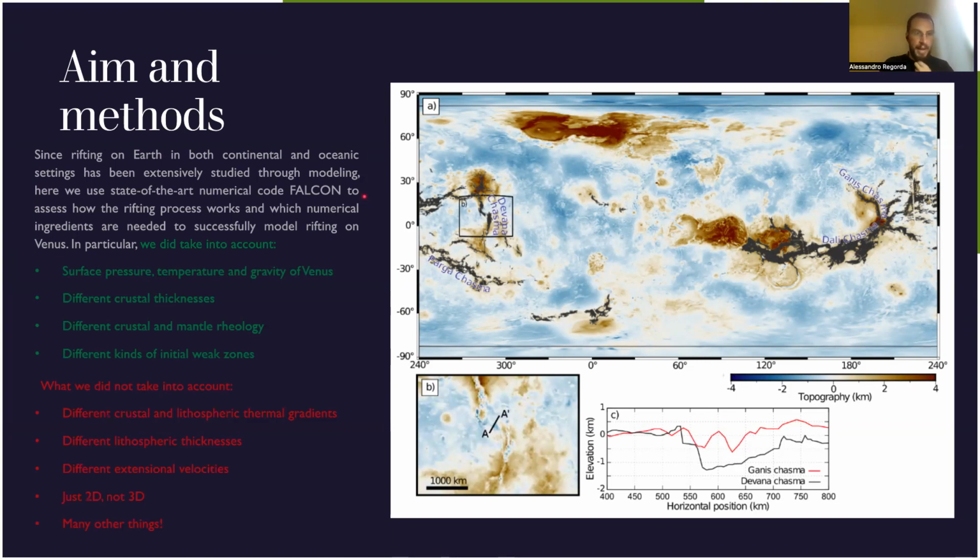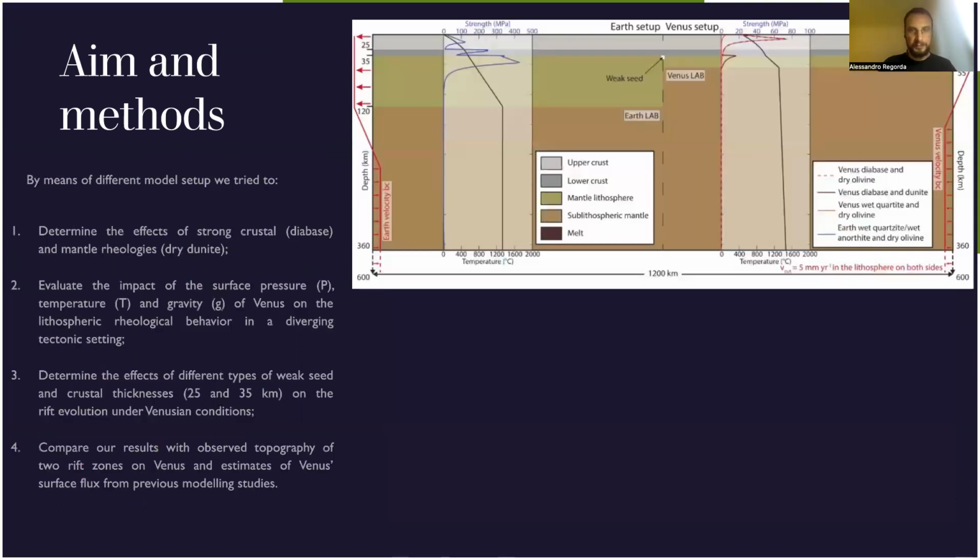Of course, there are many parameters we didn't take into account, like different thermal gradients for the crust and lithosphere. We just tested one. And we also tested just one thickness for the lithosphere and one velocity of the extension. And it's just a 2D, not a 3D model. And there are many other things we didn't take into account, but okay, this is the model setup we used for all the models.